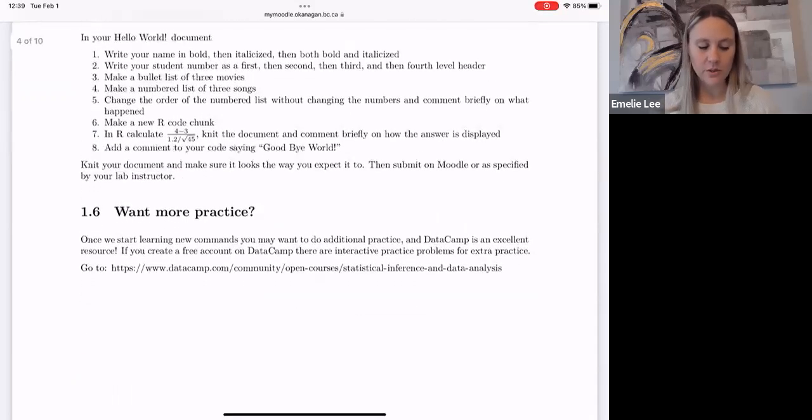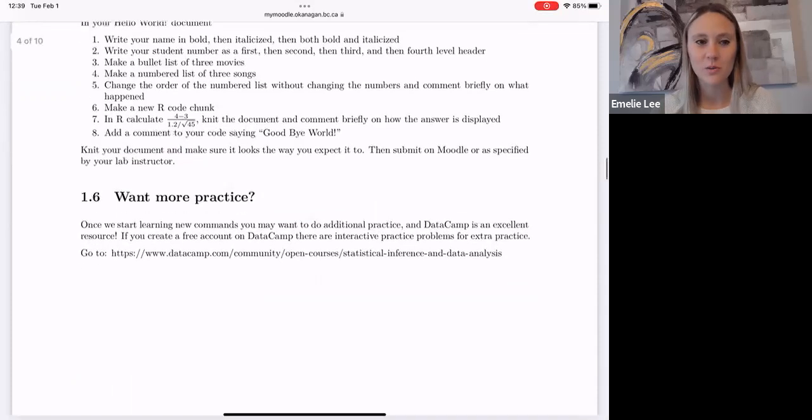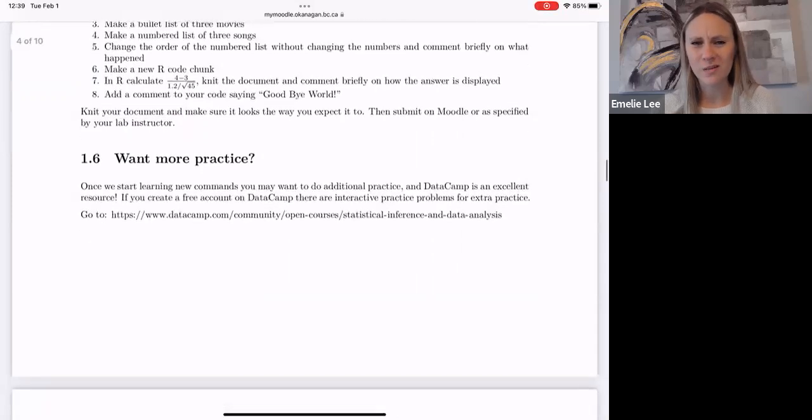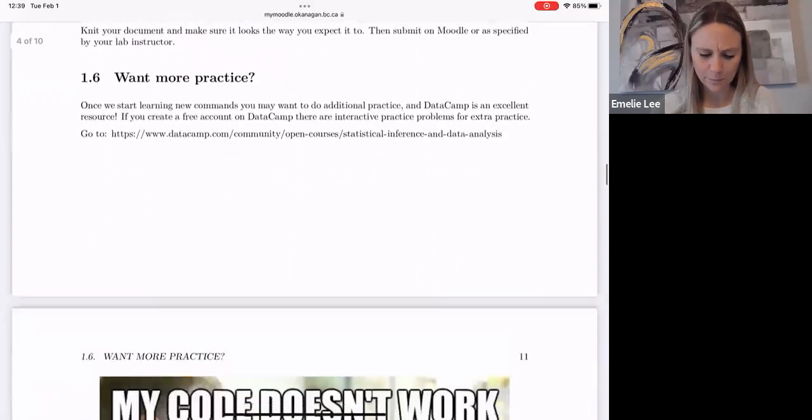And I'm also pointing you towards DataCamp, where if you want extra practice, DataCamp is really cool, and they've got way better resources than I could put together alone, because they've got a whole team putting stuff together.